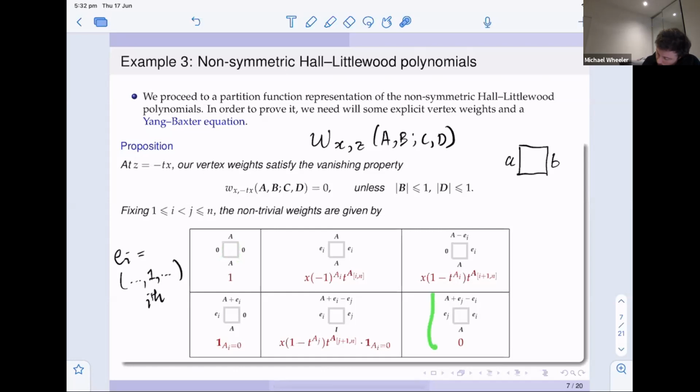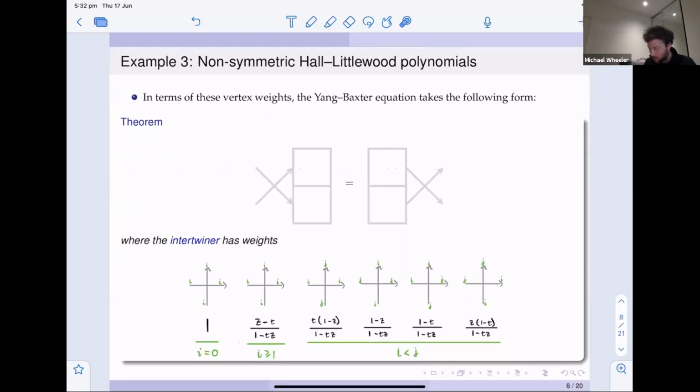Notice that this one, even though it respects the conservation, actually has a vanishing weight. So this one vanishes via some independent means. But all of the other ones are non-zero. So that's the model. And again, we have a very good representation theoretic understanding of where this model comes from. Okay, so let's move on to the Yang-Baxter equation.